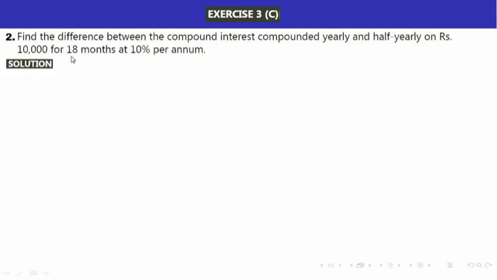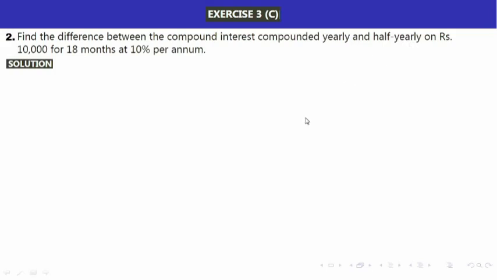Right, so we have another question. Question number 2 says, find the difference between the compound interest compounded yearly and half yearly on rupees 10,000 for 18 months at 10% per annum. See, try and understand the case. So you have to find two compound interests. One is compounded yearly and another is compounded half yearly.